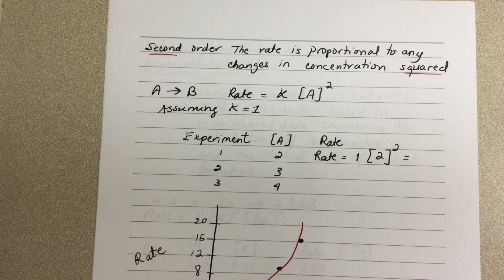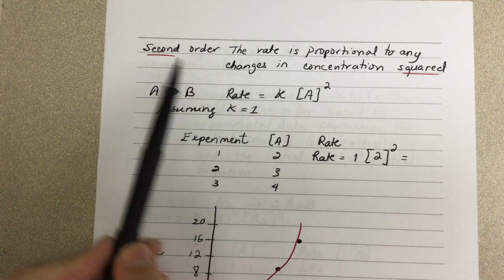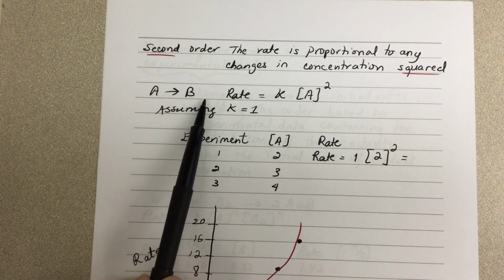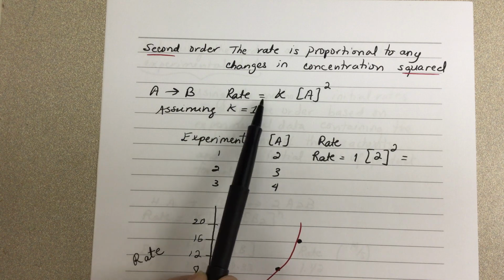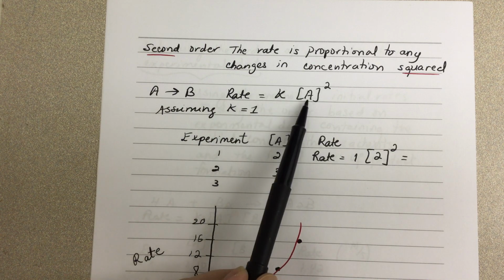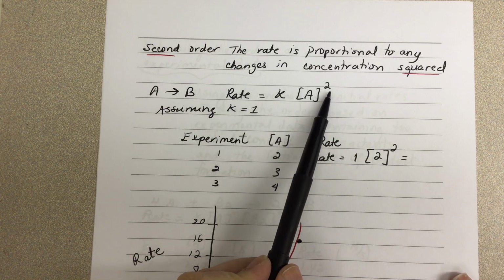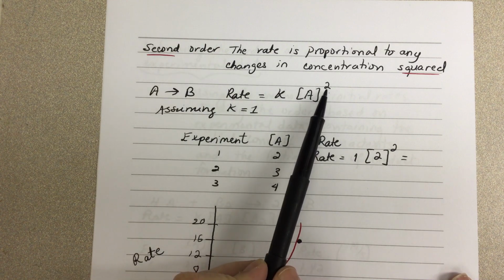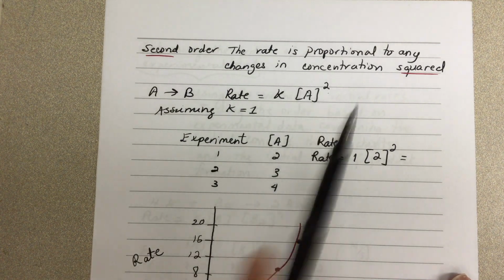And the third possible order that you are going to get is a second order. Now for this one, the rate is proportional to any changes in concentration squared. If your concentration changes by a factor of 2, the rate is going to change by a factor of 2 squared. Okay? So same thing. If you have your reaction A going to B, the rate law expression will be your rate constant times the concentration of A, and this is a second order, so that will be a 2 right there.